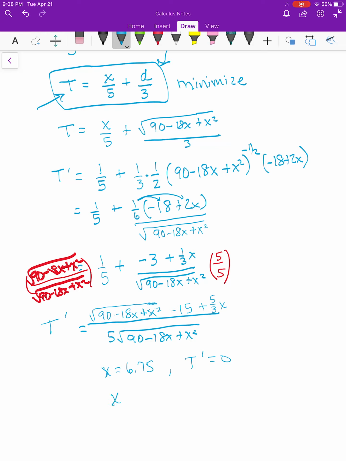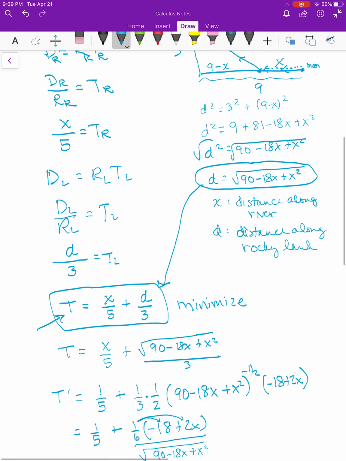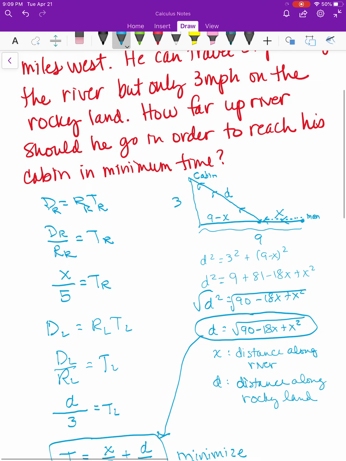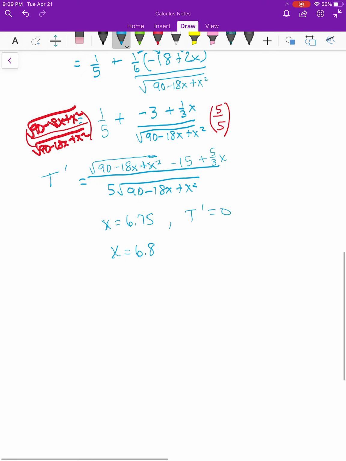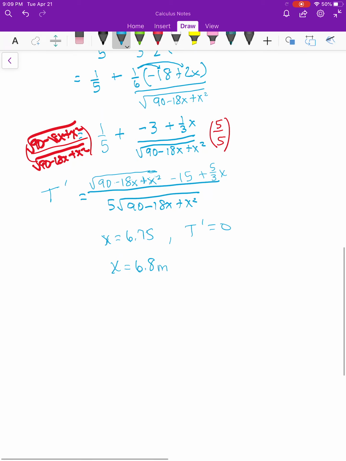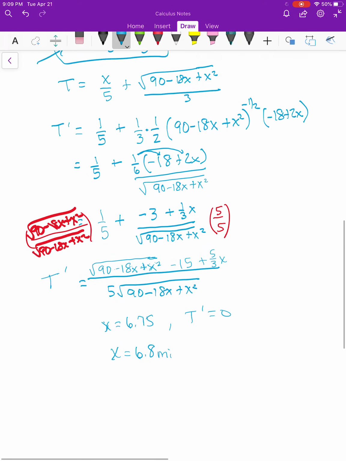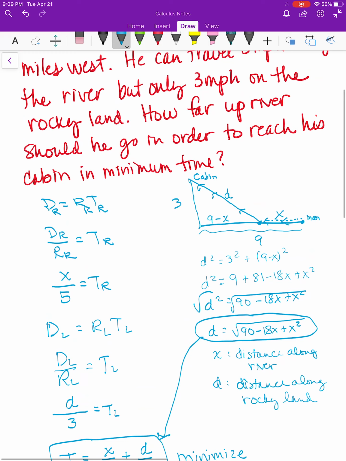So let's go back to our notes here. And so we know that x equals 6.75 is going to be what makes your derivative 0, where T prime equals 0. Okay, and they said on this problem that they wanted you to round to the tenth place. So I would have made that 6.8. And that would have been, I think, miles, right?